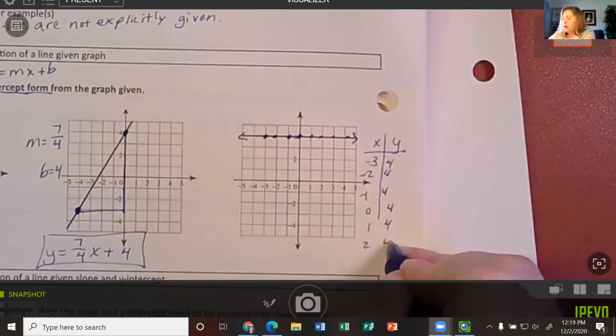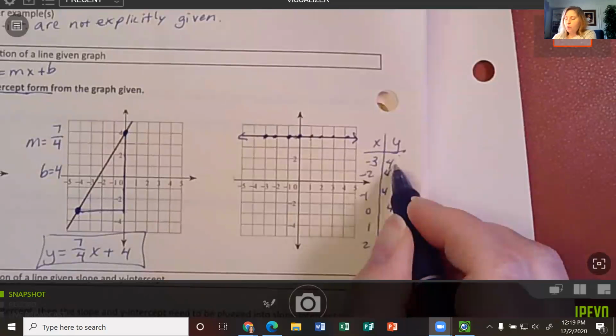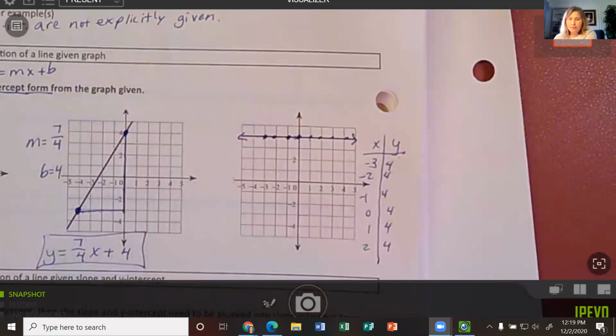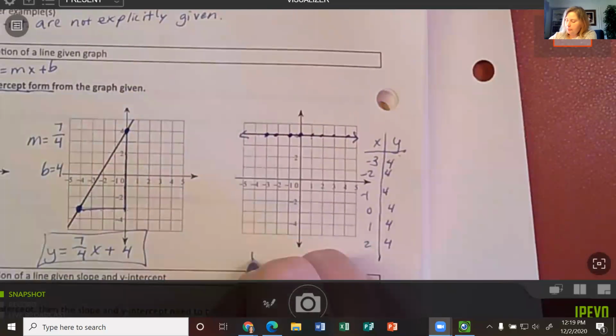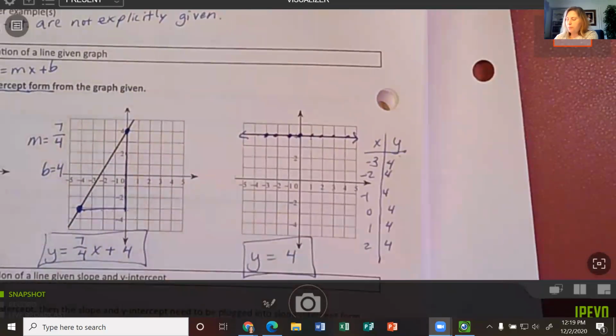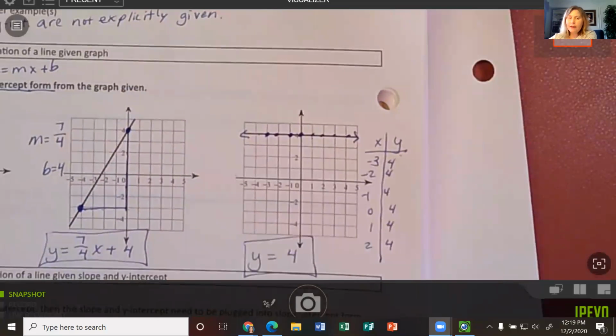Okay. And so we see that all of our y values are 4. That's the equation of this line. The equation is y equals 4. And if you want to think of it as slope-intercept form, well, what is the slope of that? Horizontal line. We've talked about horizontal lines.